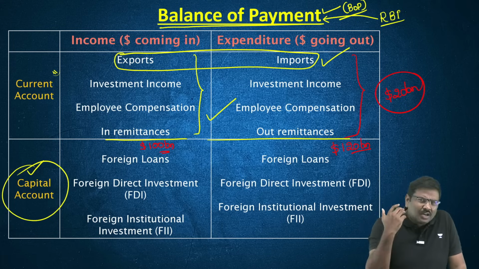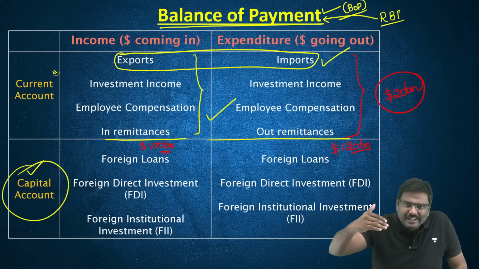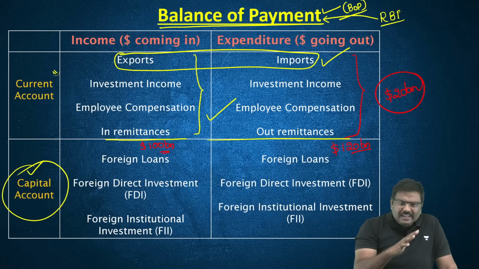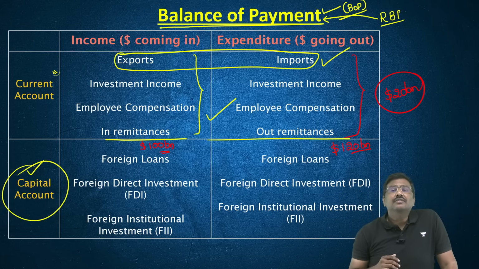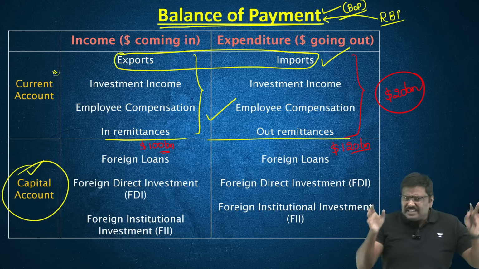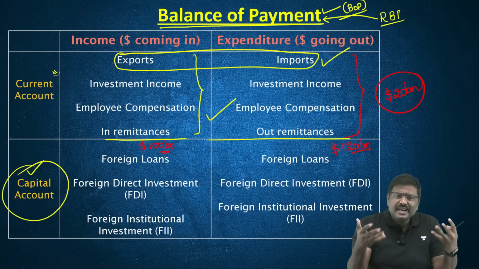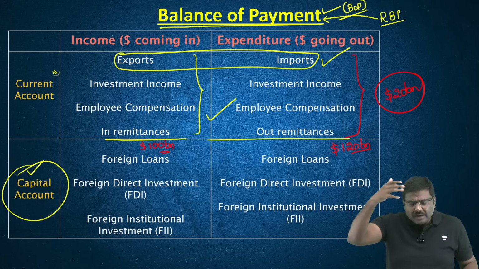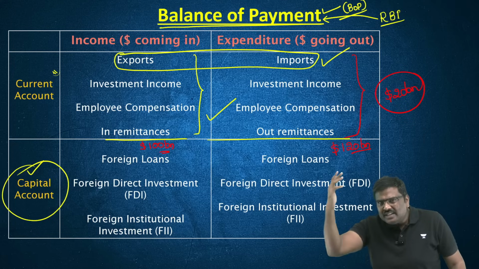What is an autonomous transaction? Any transaction that is conducted independent of the status of the BOP. Anything that is economically driven, that is profit driven, etc. For example, let's say remittances. The inflow and outflow of remittances is independent of the status of the BOP. Or for that matter, imports and exports. These are independent of the status of the BOP.